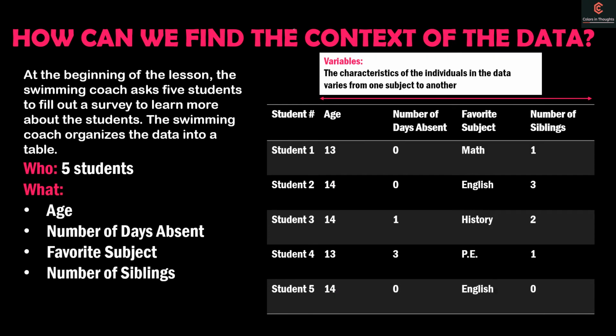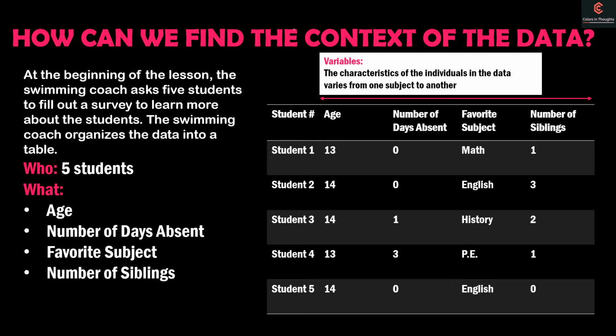What is included in the data? The data is collected on age, number of days absent, favorite subject, and number of siblings. The variables are the characteristics of the individuals in the data, which vary from one subject to another. The variables of the data can be found by looking at the rows of the data. In this situation, the variables are the age, number of days absent, favorite subject, and the number of siblings.